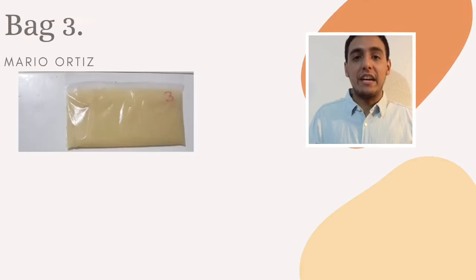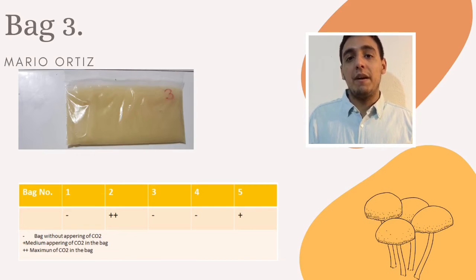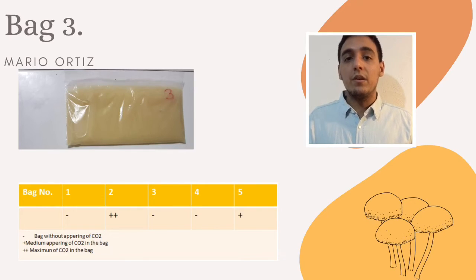The third bag contained sugar, yeast, and boiling water. Even though the components of bag 3 were the same as bag 2, this one didn't show the gas product. This is because Saccharomyces cerevisiae is a mesophilic organism. That is to say, the boiling water killed the yeast and therefore disabled it from metabolizing the glucose and producing carbon dioxide.